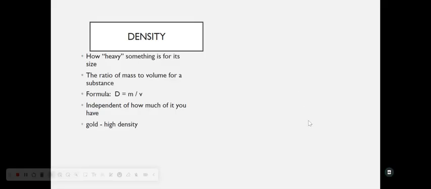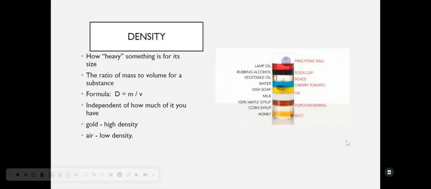Something you should know about density is that density is known as an intrinsic factor of matter. It's always the same for a pure substance, no matter what. The mass over the volume will always equal a constant. A few things to know: gold has very high density, air has very low density.